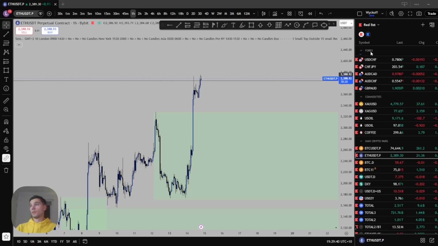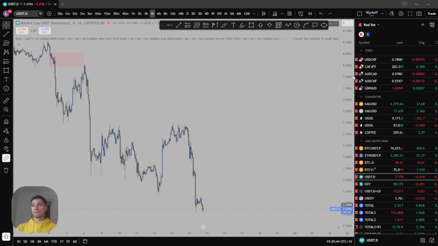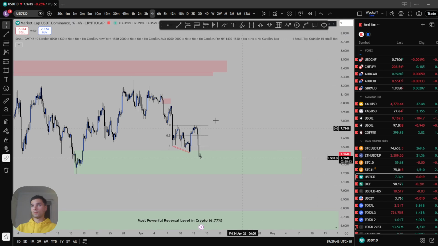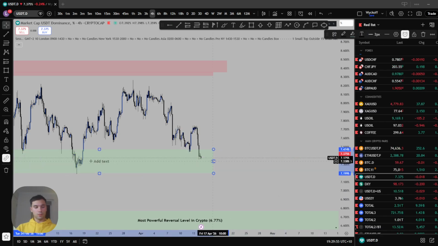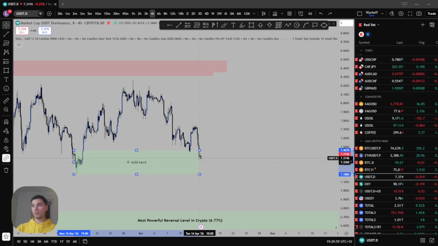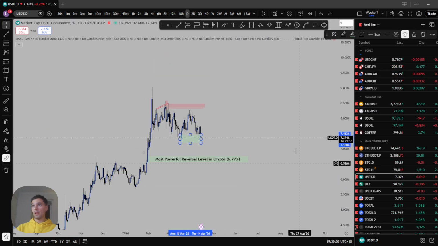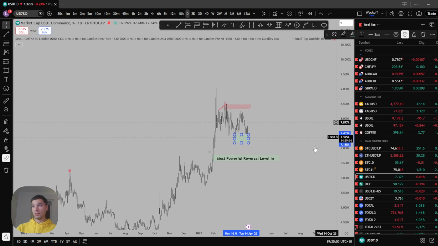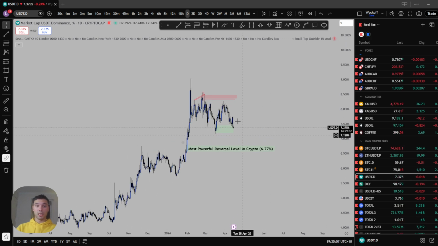USDT. This is invalid. Demand mitigated, and we are slowly approaching this most powerful reverse level in crypto. And if you look at it from a higher time frame perspective, price is essentially just making a higher low to potentially make a higher high.